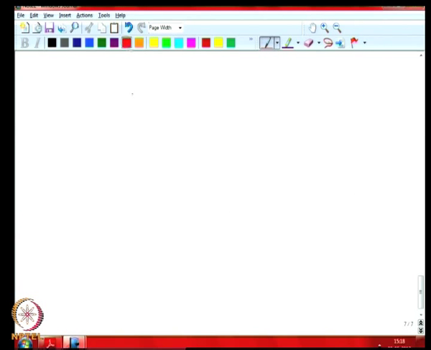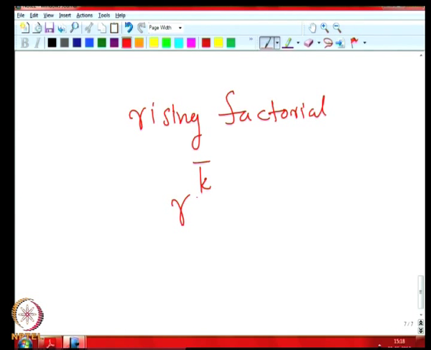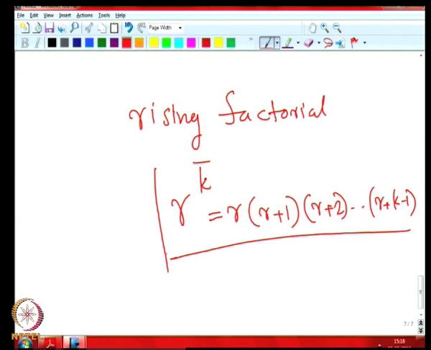Similarly, we have a rising factorial also, the rising factorial power r to the k rising. It is written like this, instead of a bar below we put the bar above. So, r into r plus 1 into, instead of r minus 1 we write r plus 2, all the way to r plus k minus 1. This is the rising factorial power, right. So, this is the corresponding definition.